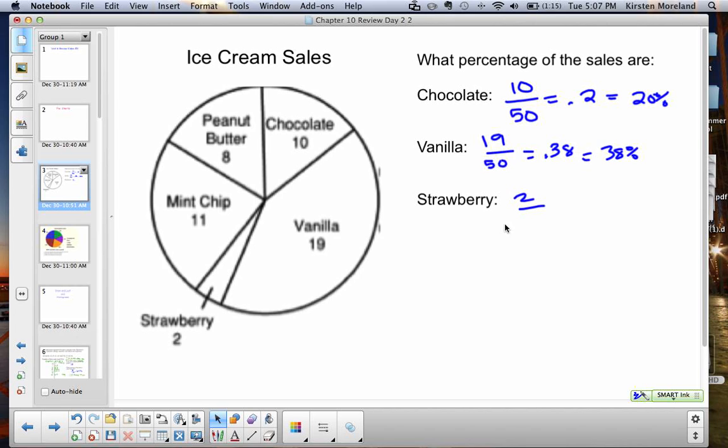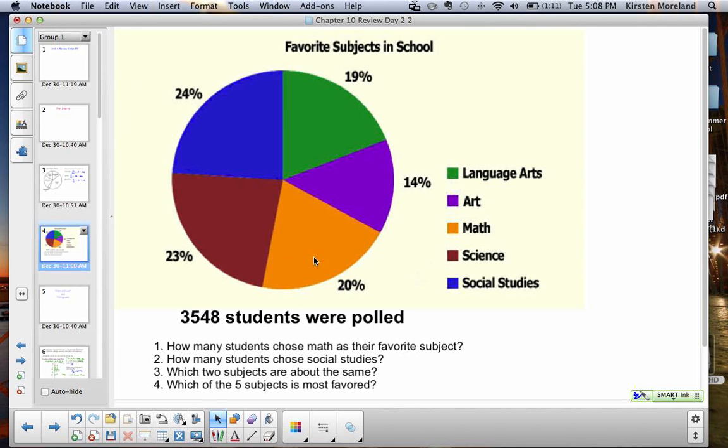Strawberry is 2 out of 50, which if I type that in a calculator is 0.04, which is 4%. Now we're going to go backwards and look at one that has the percentages. This one is about favorite subjects in school. Instead of having to calculate part to whole, they give us the percentage. We want to find how many exactly there were.